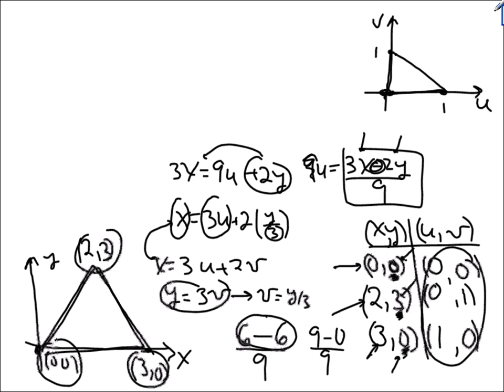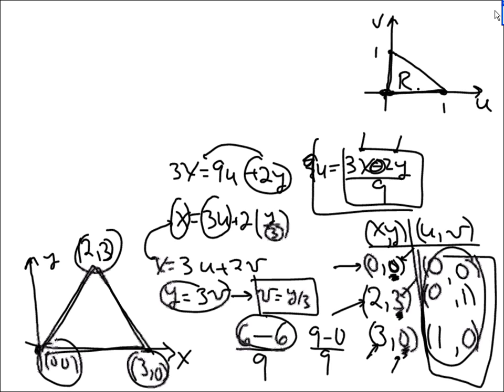But we just wanted to make the change of variables. I drew the new region and I found the new points, and I solved for v in terms of x and y and u in terms of x and y. Here is what I'm really looking for. That's the change of variables.